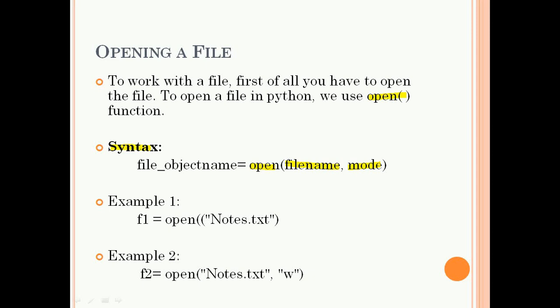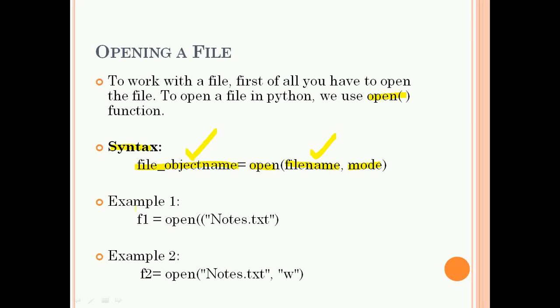The open function will return a file object. Actually, this file object is referencing this file. That means using this file object, we can access the file. And here you have to write the file object name and then the assignment operator. That means the object returned by the open function will be stored in this file object.